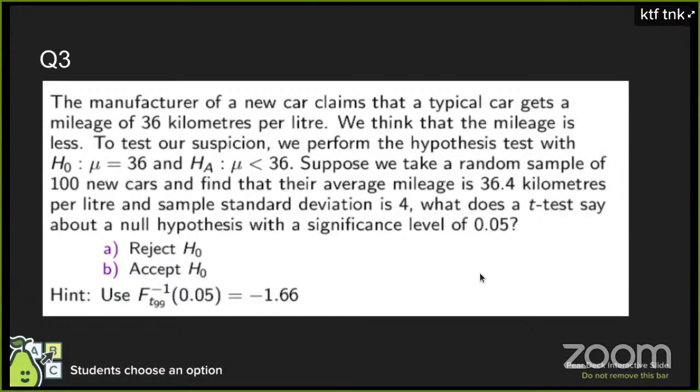So suppose we take a random sample of 100 new cars and find that their average mileage is 36.4 kilometers per liter and the sample standard deviation is 4. What does a t-test say about the null hypothesis? Anyway, here the t-test is given, but if it is not given, how can we say that it's not a z-test and it's a t-test? The population standard deviation is missing, sir. Correct. The population standard deviation or population variance is unknown. Okay, fine. I think this is easy, so just take 5 minutes to solve this and we'll discuss the solution.